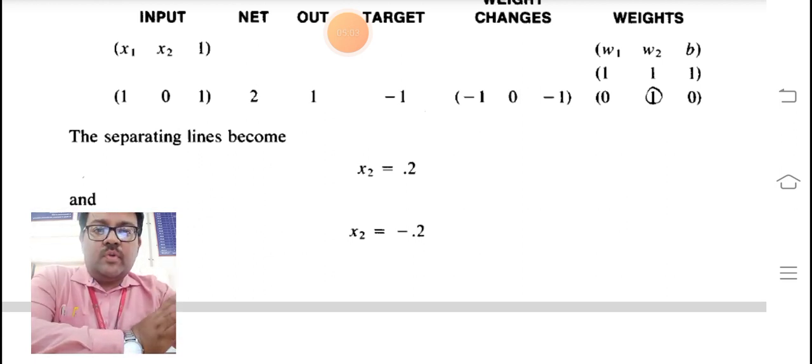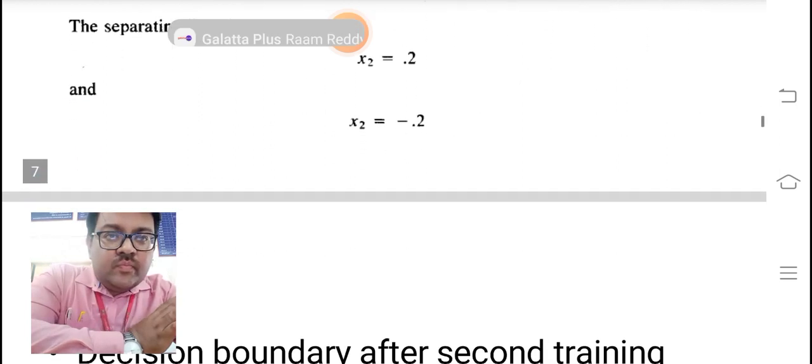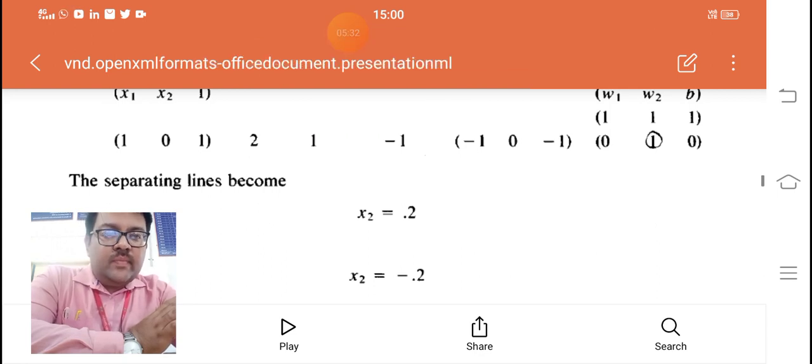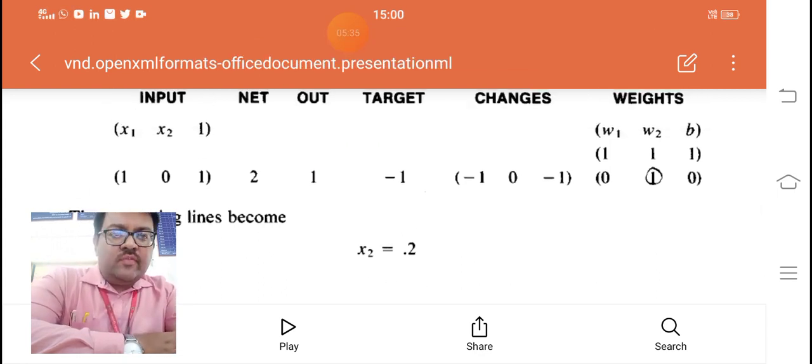If there is an error, that is output not equal to target, you need to do the delta W updation. Delta W means whatever the target value is, you write it. So you write -1 for delta W for x1 and 0 for x2 because it is a 0 input. And for the bias, you write the target, that is -1. Then again you need to update the weights W1, W2 and the bias.